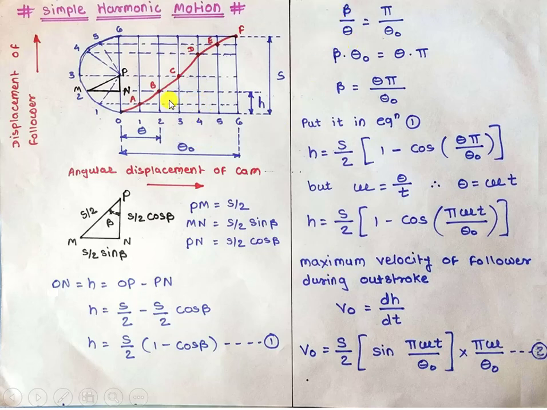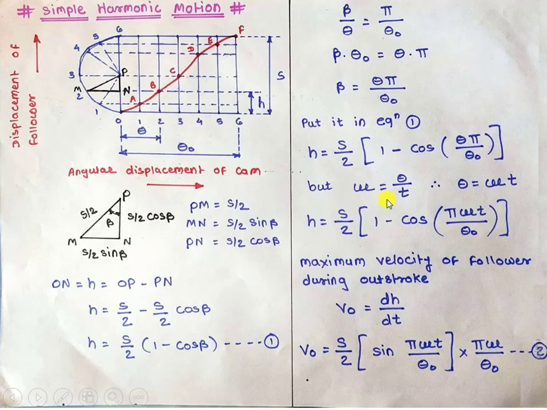Now, from the relation of the angles, for beta angle there is an angular displacement theta, and for phi, that is equal to stroke, there is an angular displacement of theta O. Now cross multiplication: beta multiplied by theta O is equal to theta multiplied by pi. Beta is equal to theta pi divided by theta O. Put this value in equation number 1. So h is equal to S by 2 in bracket 1 minus cos theta pi divided by theta O.